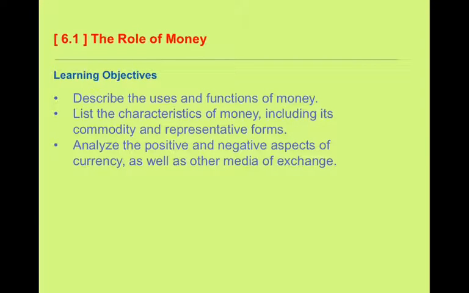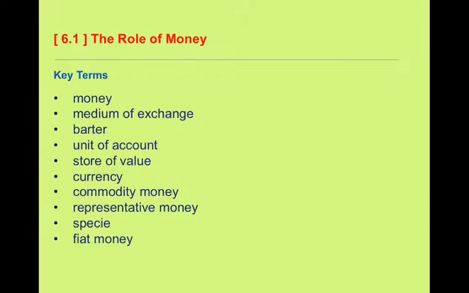So let's begin by looking at the role of money. In this chapter, I'm going to describe for you the uses and functions of money. Why do we use it? Why do we have it? What purpose does it serve? Money tends to have certain characteristics, so I'll list the characteristics of money, including its commodity and representative forms, and finally analyze the positive and negative aspects of currency, as well as other media of exchange. Here are some of the key terms and ideas that you should know, be able to define, and understand how they relate to money when we get done with this chapter.